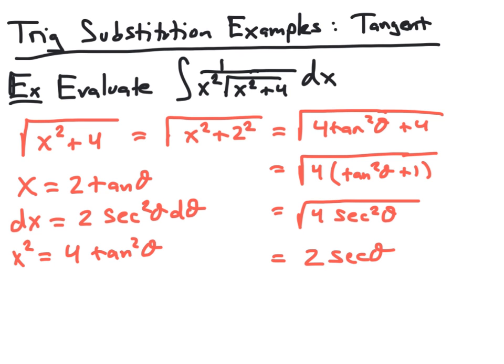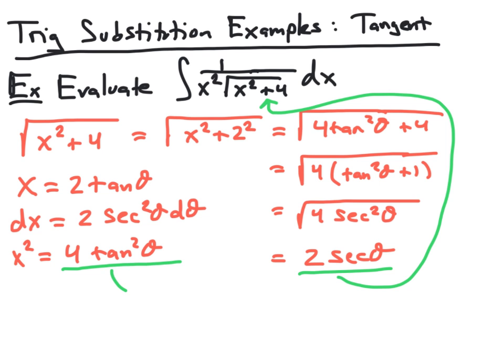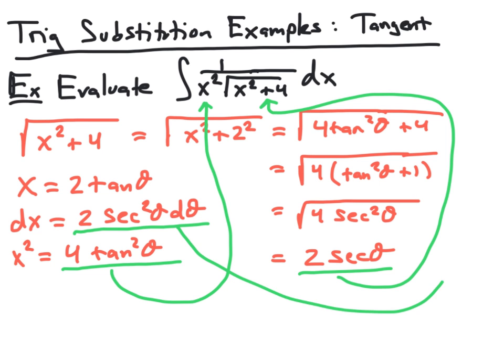We can now substitute all of these expressions back into our particular integral here. 2 secant theta can be substituted in for the square root of x squared plus 4. x squared equals 4 tangent squared theta can be substituted in for x squared. And dx is 2 secant squared theta d theta, which we can substitute in for dx. And so making these 3 substitutions will produce an equivalent integral in terms of theta that we can then evaluate.